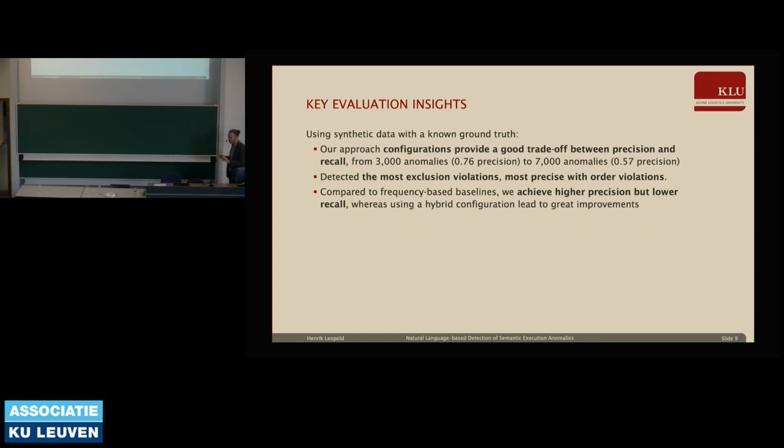We don't even report it in the paper, but it was really not the focus. If we insert thousands of anomalies that do not relate to any semantic pattern, we obviously cannot find them, but those we find are actually anomalies. Most of the anomalies we find were exclusion violations, and we are most precise with order violations. If we compare this to the frequency-based approaches, we achieve higher precision but lower recall, not a surprise.